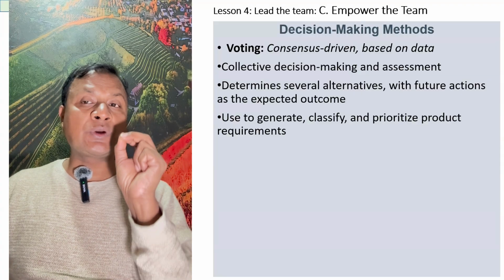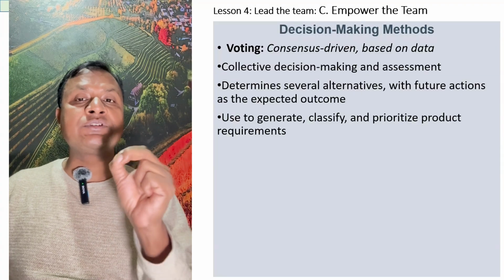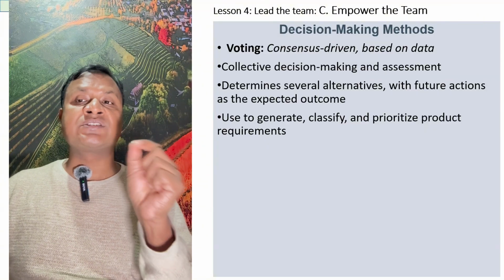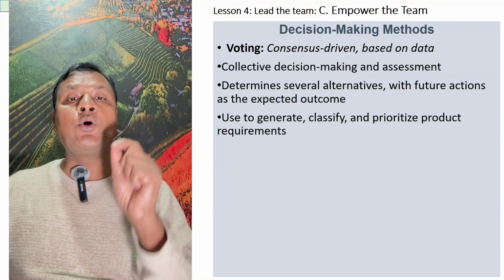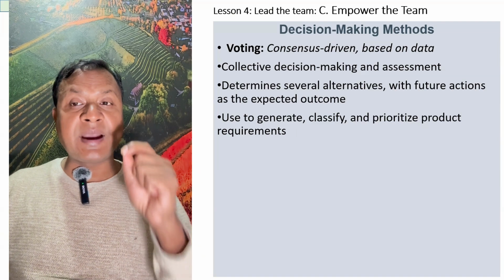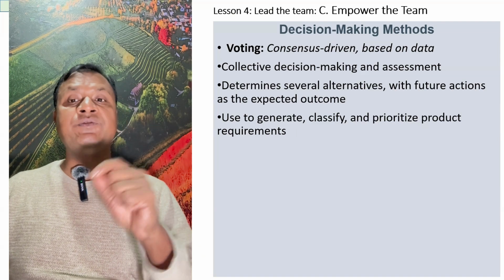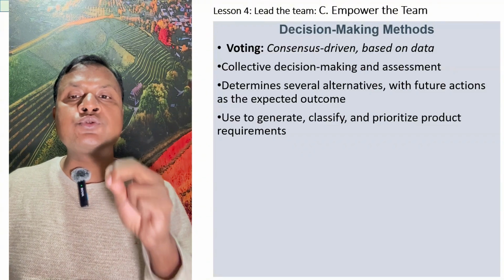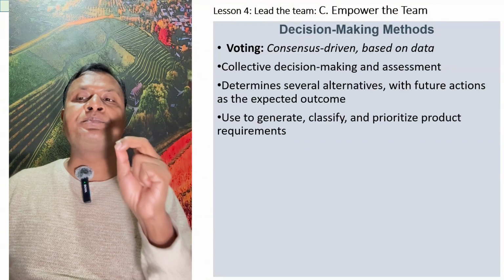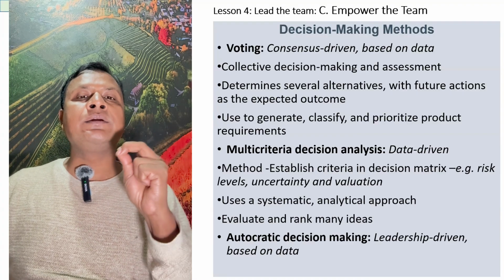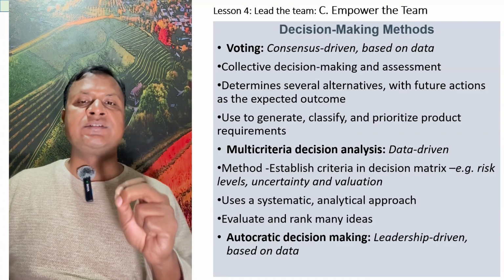So to reach consensus, we can use different methods, like voting, consensus driven or based on data, or we can make a collective decision-making assessment. We can determine several alternatives with future actions as the expected outcome, or we can generate, classify and prioritize product requirements, or we can use multi-criteria decision analysis.